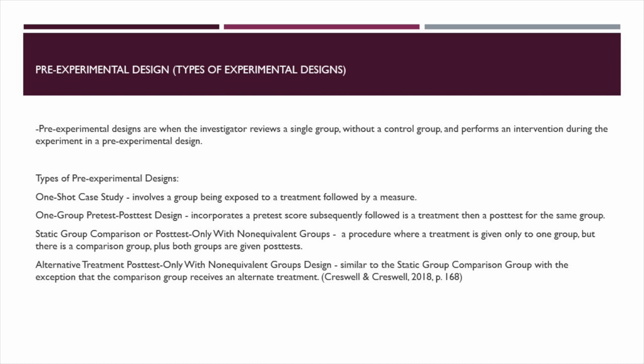The one-group pre-test, post-test design incorporates a pre-test score, subsequently followed by a treatment, then a post-test for the same group. The static group comparison or post-test only with non-equivalent groups is a procedure where treatment is given only to one group, but there is a comparison group. Plus, both groups are given a post-test. And finally, the alternative treatment post-test only with non-equivalent group designs is similar to the static group comparison, with the exception that the comparison group receives an alternate treatment.